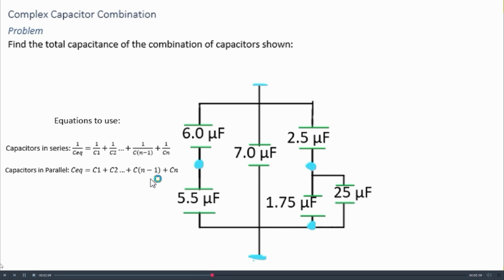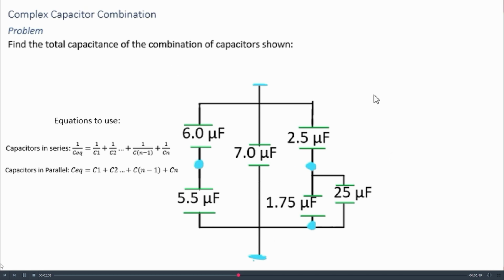For parallel, it's very similar. We have the capacitor equivalent is equal to C1 plus C2, and then it keeps going just like the series equation for each. So if we had 4 total in parallel, this would be C4, this would be C4 minus 1, so it's C3. So it's C1 plus C2 plus C3 plus C4.